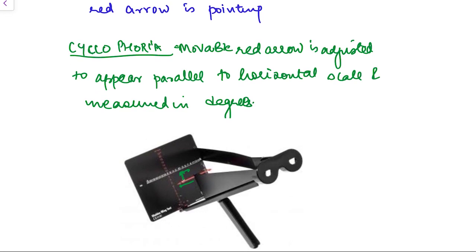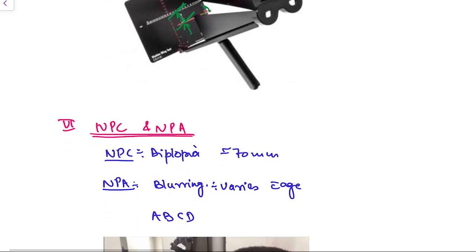Fine. For cyclophoria, the movable red arrow is adjusted to appear parallel to the horizontal scale and is measured in degrees. For example, if the patient has cyclophoria, the patient sees the Maddox wing something like this. So the patient will move this red arrow so that this horizontal line and the red arrow come to lie parallel. So the amount the red arrow is moved will tell about the deviation in cyclophoria.